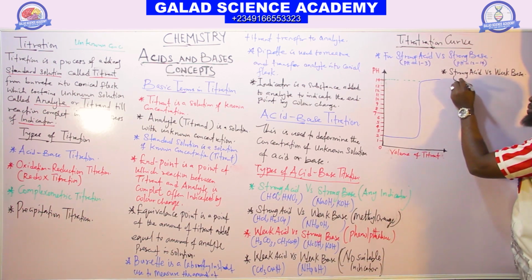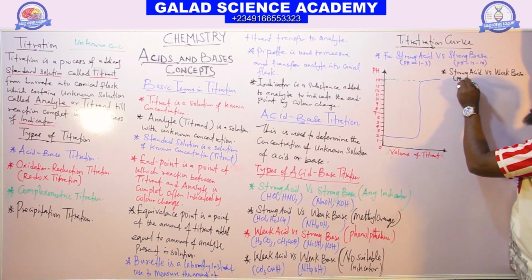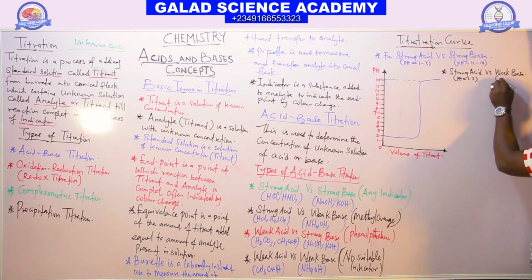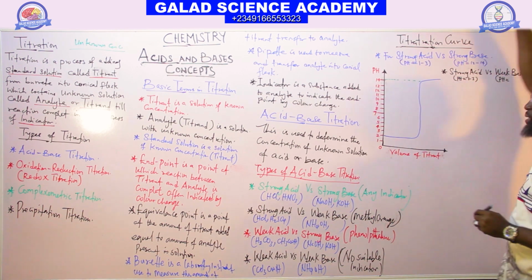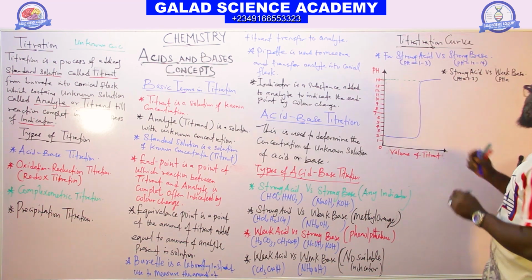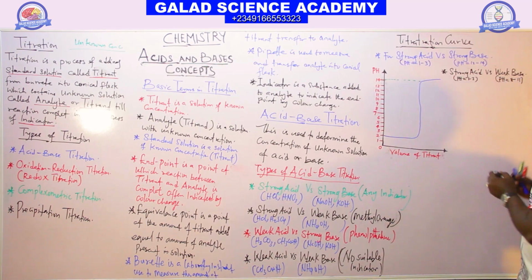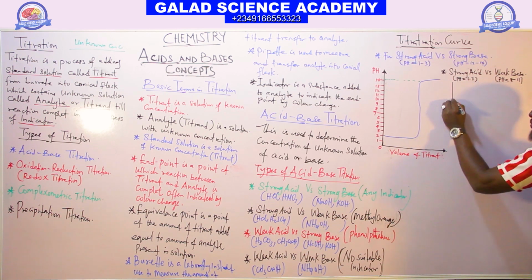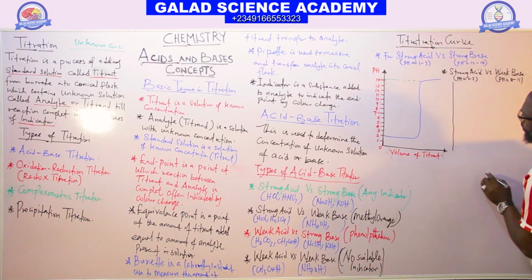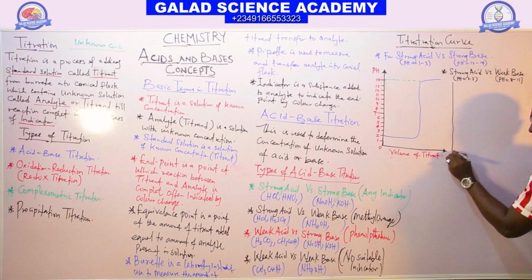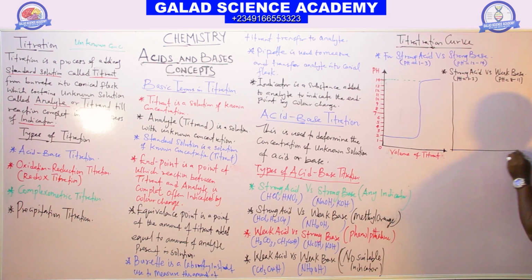the strong acid pH is still between 1 to 3, but weak base pH is from 7, let me say from 8 to 11. So by plotting the graph for the curve, we have something like this.